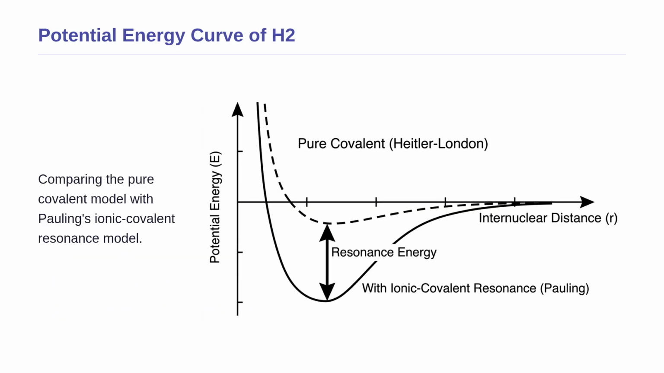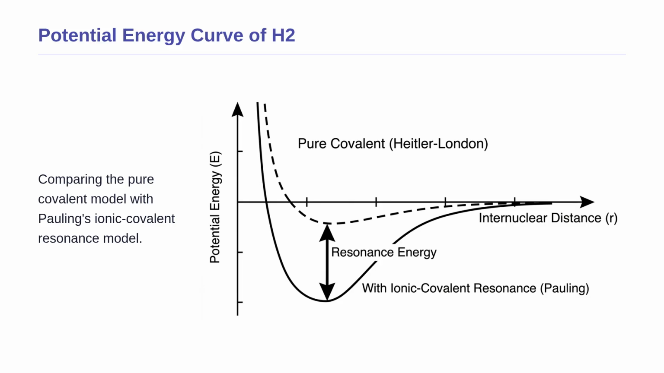Let us look at this visually. This diagram shows the potential energy of the hydrogen molecule as the atoms get closer. The dashed curve represents the pure covalent sharing model. Notice it only dips down slightly, meaning the predicted bond is relatively weak. The solid curve represents the true bond with Pauling's ionic covalent resonance.